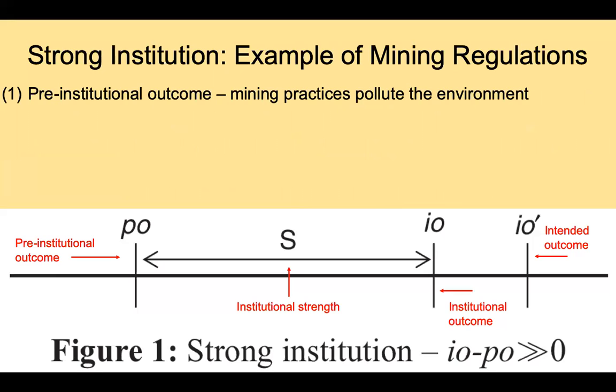rules or regulations that will constrain these mining and natural resource producers. They're polluting streams, they're polluting the air. We've got to create rules or regulations that will tighten up those practices and help to ensure safer drinking water and so on and so forth. You can easily see the need for society to respond to pollution in this way. So we've got our pre-institutional outcome.